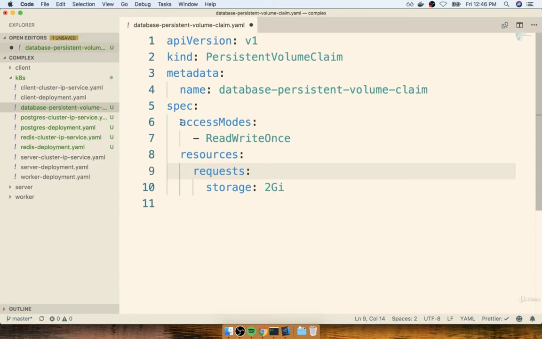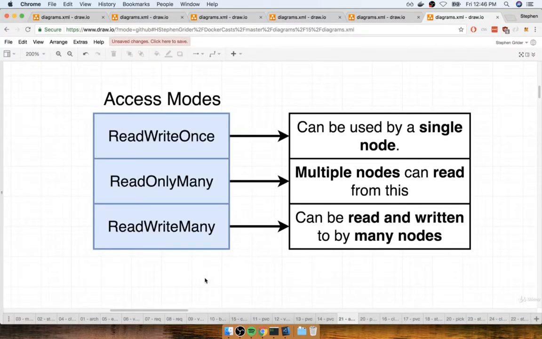So with that in mind, let's talk about what an access mode is. All right, so access modes. We get 3 different types of access modes. The one that we used is read, write once. Read, write once means that we want to get some instance of storage, like a slice of your hard drive, that can be used by a single node at a time. And to be precise, that single node can use it and both read and write information to that volume.